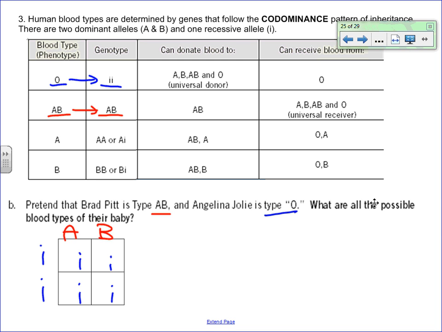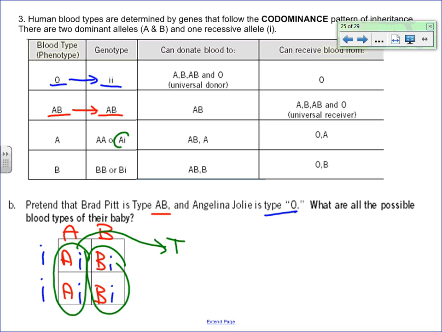And we bring in Brad Pitt's A's and his B's. And what we see is that we have two genotypes in our table. We have two out of four that are Ai, and two out of four that are Bi. From an Ai perspective, that means that their kids will have, let's see if we find Ai, Ai is right here, which means you make A proteins on one allele and no proteins on the other, which means that you will be type A. And Bi works the same way. That means one of your alleles is making B proteins, and the other is making nothing, which means that you will be type B.